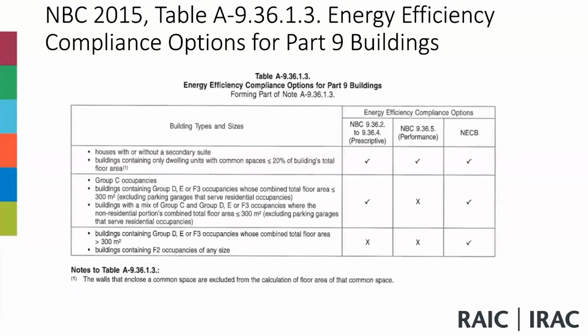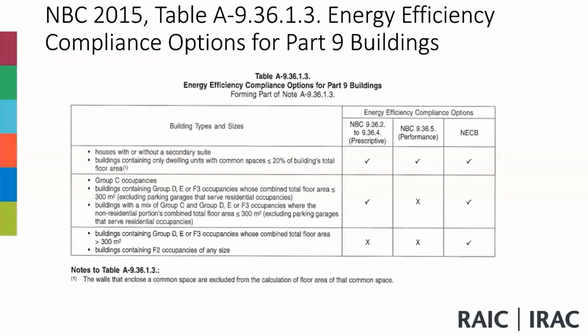We also have buildings containing only dwelling units with common space less than 20% of the building's total floor area. If we have dwelling units with common spaces less than or equal to 20% of the building total floor area, when you're talking about building total floor area, it's different than the building floor area. For building total floor area, you add up all the floor areas. We can also use the provisions related to NBC 9.36.5 and the National Energy Conservation Code.